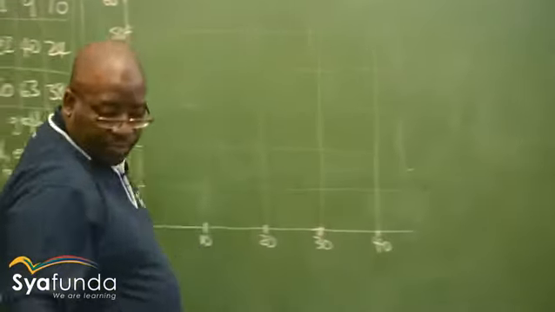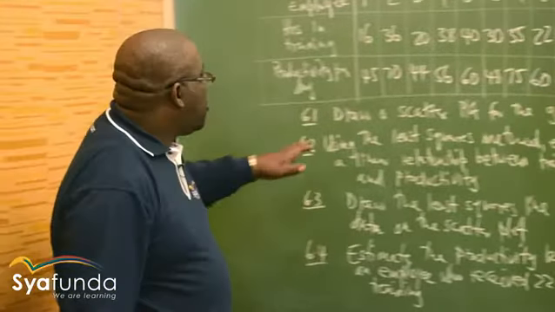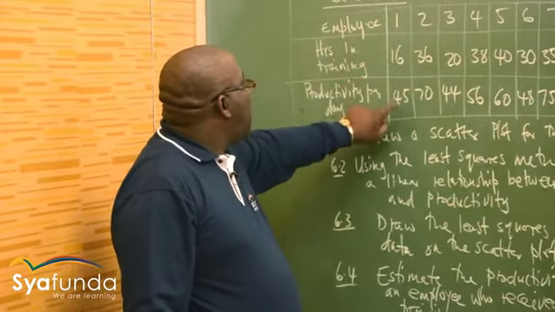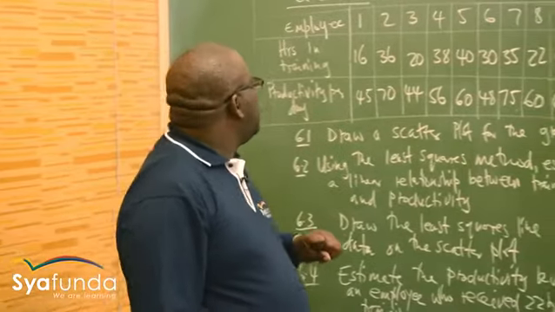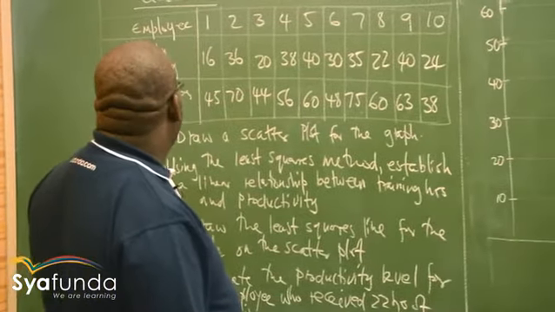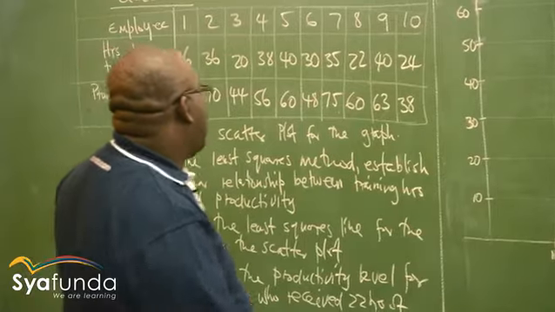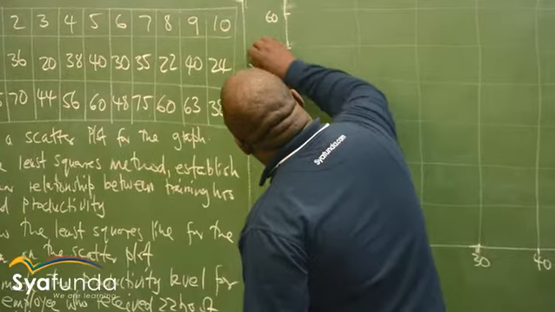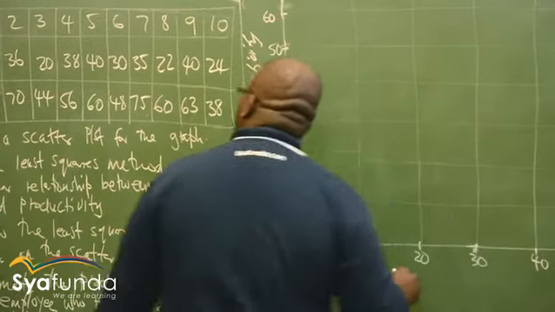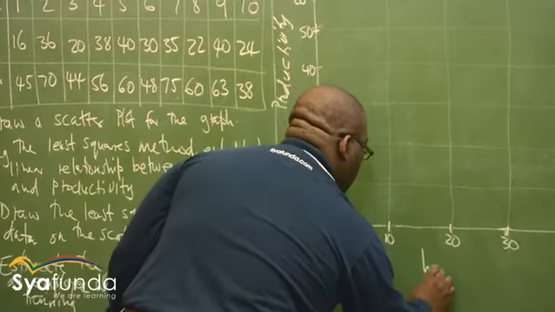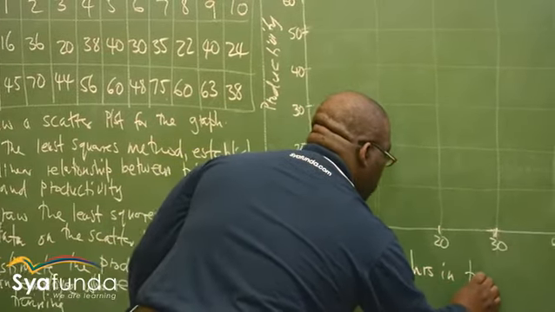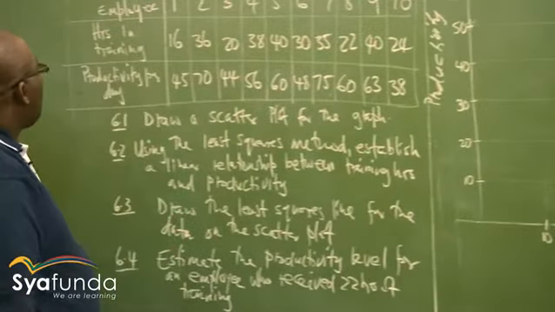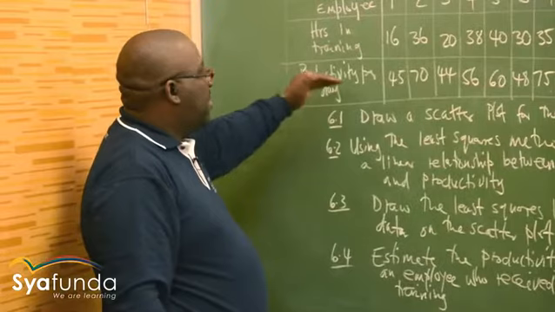Right, let's look at this one. Draw a scatter plot. Employee number one: hours in training 16 and productivity 45. Remember, this side is productivity and this side is hours in training. Hours in training is X, and this is going to be our Y.